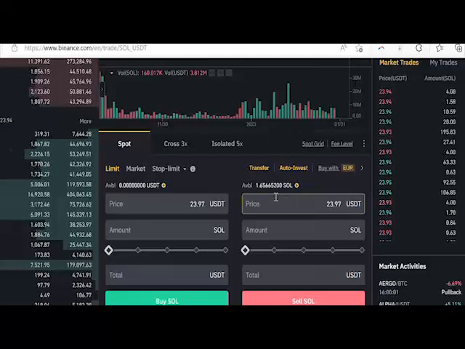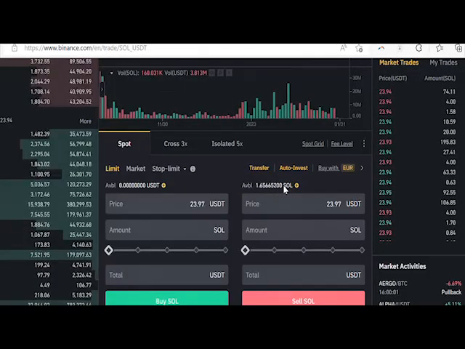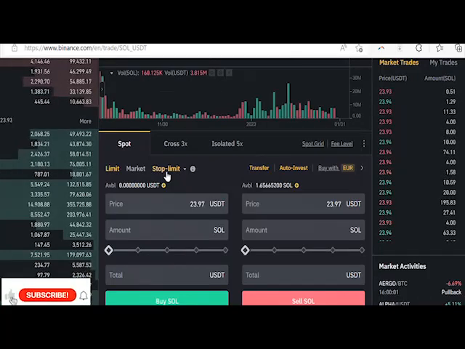So now here we are, the same thing that we did. If you are selling, you see all those options. You can see the available quantity of Solana that I have. So you see all those options: limit, market, stop limit. And the same way we set it, you can also set it here.